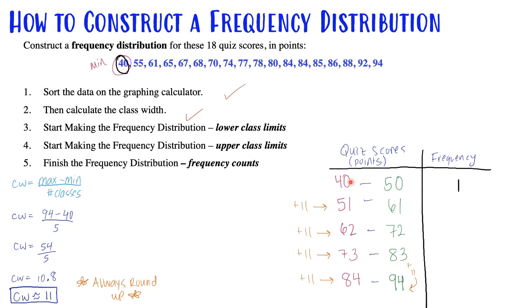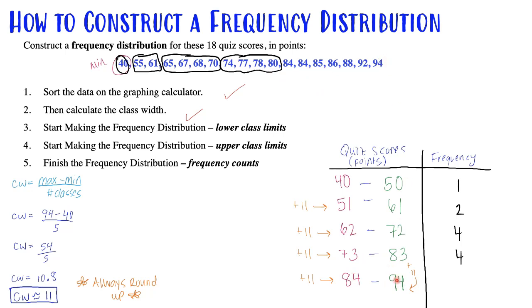So there's only one number between 40 and 50. So between 51 and 61, okay, that's these two numbers. So that's a frequency of 2. Between 62 and 72, that's 4 quiz scores. So I would put a 4. And then between 73 and 83, that's another 4. Between 84 and 94, 84 up all the way to 94.